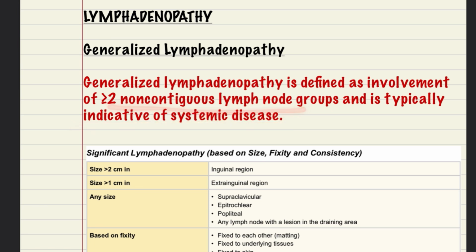Non-contiguous lymph node groups means not of the same group. For example, if 2 cervical lymph nodes are involved, then we don't say it is non-contiguous, it is contiguous. Non-contiguous means a cervical lymph node is involved, and an axillary lymph node is involved. So if 2 or more non-contiguous lymph nodes are involved, then we say that it is generalized lymphadenopathy, and it indicates that there is a systemic disease.